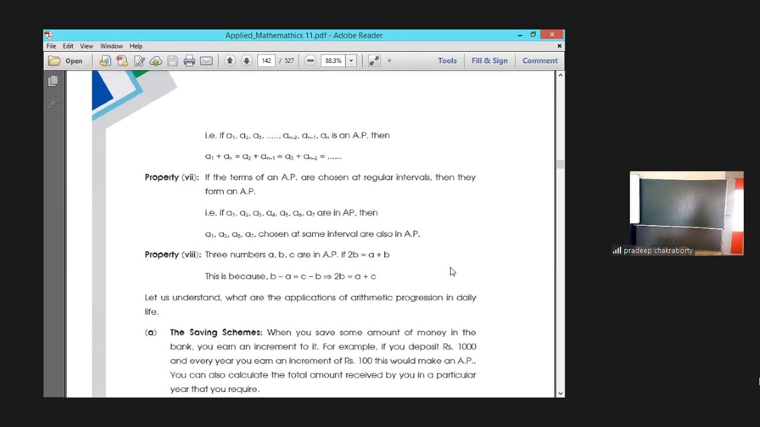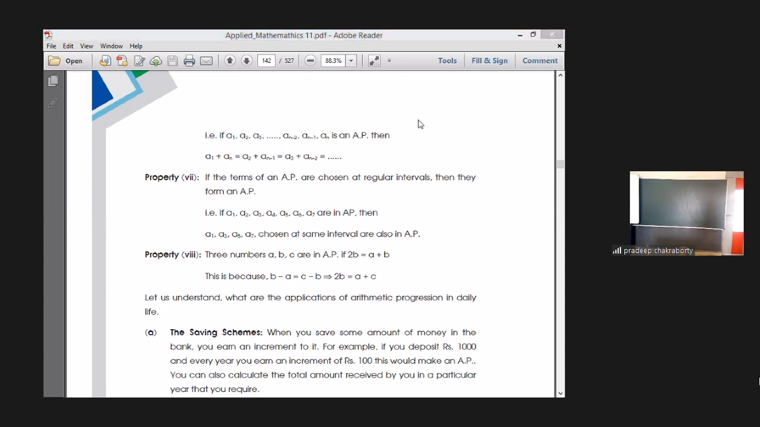Now see, seventh property is: if the terms of an AP are chosen at regular intervals, then they form an AP. Means if there is an AP of the terms having A1, A2, A3, A4, A5, etc., and if you choose any term at intervals, like first term A1, then A3, then A5, then A7, then they also form an AP. Similarly, if you choose A2, A4, A6, A8, that also forms an AP. That is property number 7.